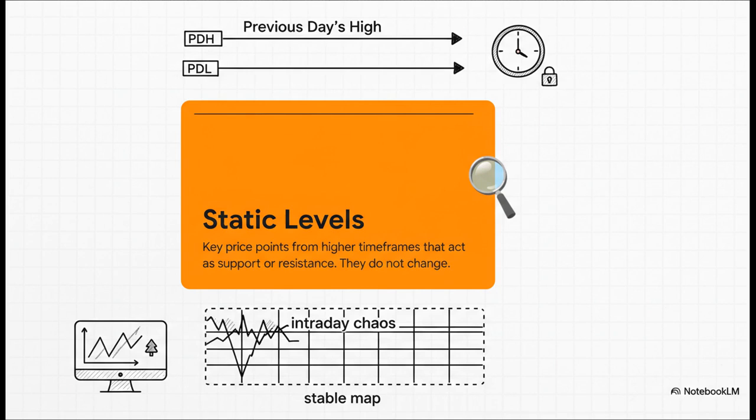So these footprints, these key points, they have a name: static levels. We're talking about really important price points from higher time frames, like the previous day's high, or PDH, and the previous day's low, the PDL. And the key word here is static. They are locked in. They do not change throughout the trading day, which gives us a reliable map to navigate all the intraday noise. Think of them like guardrails for the price.